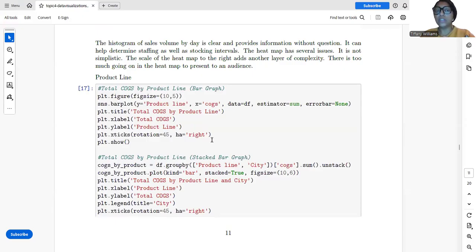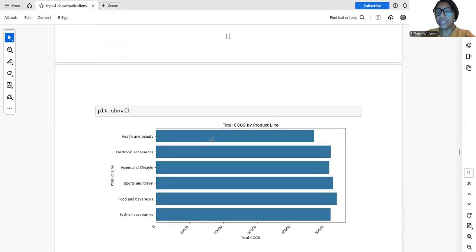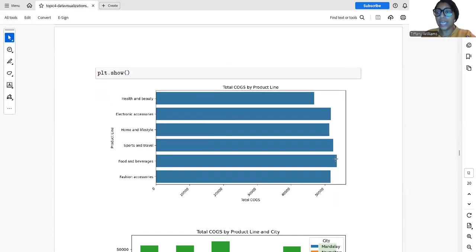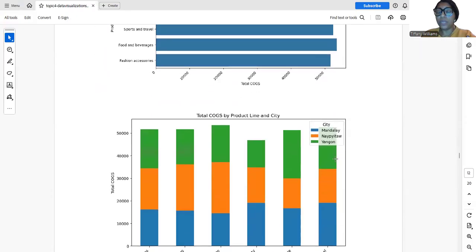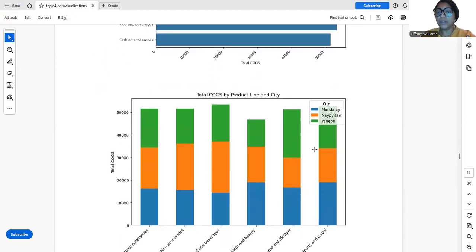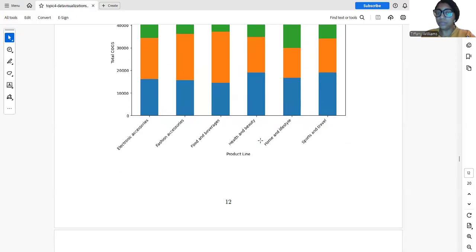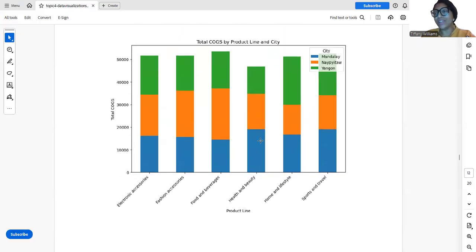Next, we'll look at the cost of goods sold by product line. We're going to look at it as a bar graph first. So it's very clear. You can see each product line, how much cost of goods sold. However, when we look at it by city, it gives much more detail. You can still see the product line, you can still see the cost of goods sold, but you can also see how each city performed in each of those areas. So I will be using this graph as well.